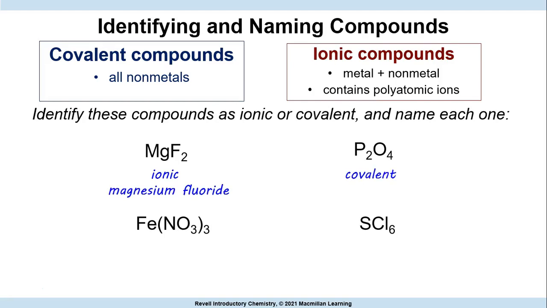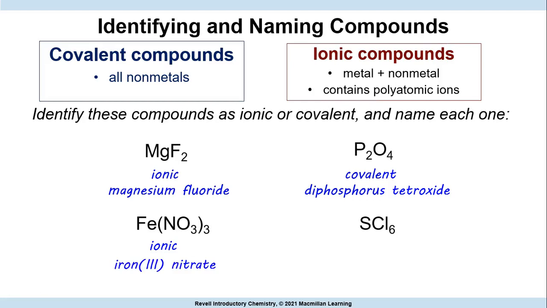The next one to the right is covalent, formed between phosphorus and oxygen. Those are all nonmetals. Now, how do we name that compound? We name it diphosphorus tetroxide. Now, the third one here is ionic, formed between iron, which is a metal, and the nitrate, which is an anion. So, how do we name this compound? This is iron(III) nitrate.